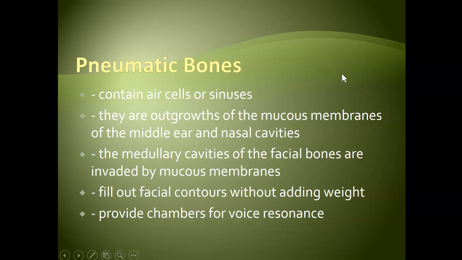Pneumatic bones. Pneuma is air. So these are bones that contain sinuses or air cells or space in them. These spaces tend to be an outgrowth of the mucous membranes, such as the middle ear and the nasal cavities. So when this bone is developing, it gets invaded by these mucous membranes that take over the space, and the bone doesn't grow there anymore.